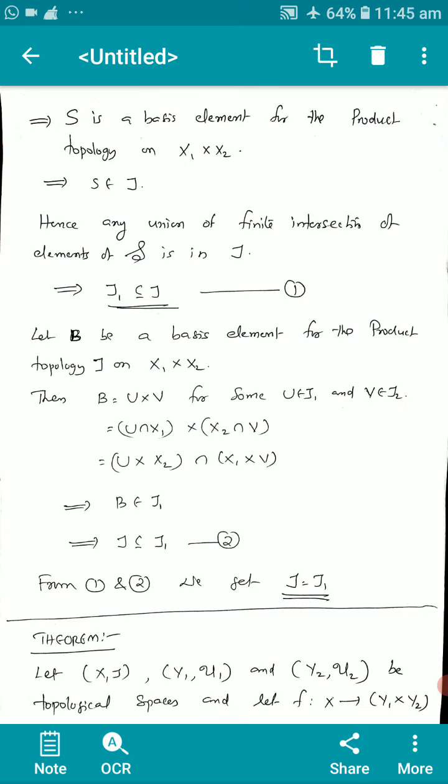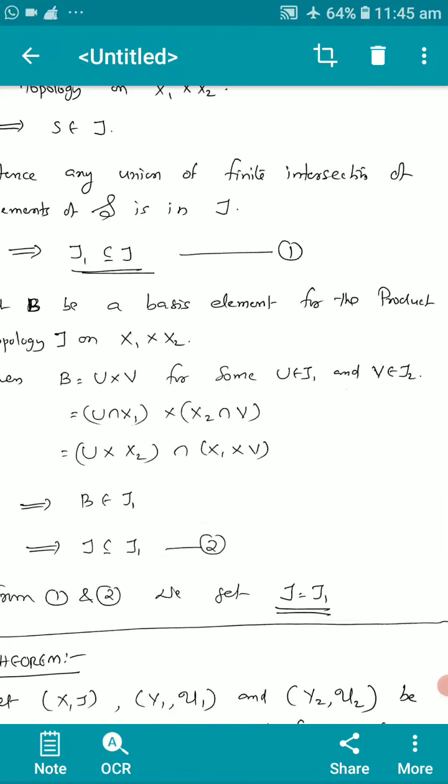Let B be a basis element for the product topology tau on X1 cross X2. Then how do we write that B? That B can be written in the form U cross V for some U in tau 1 and V in tau 2.